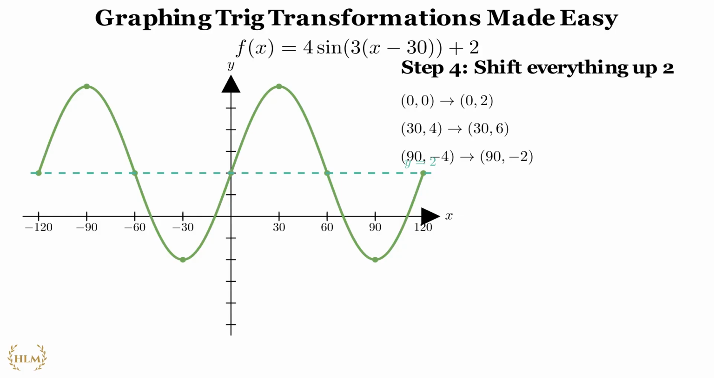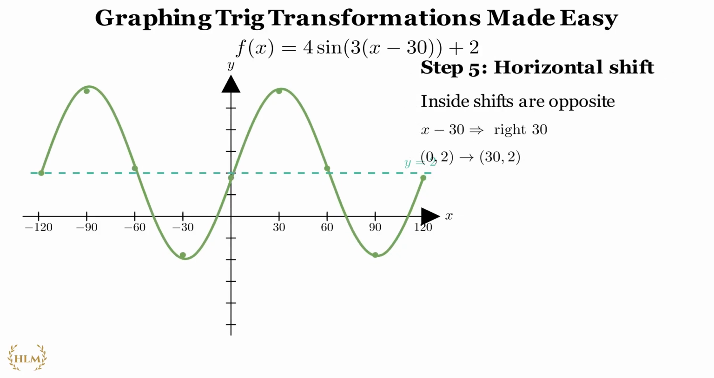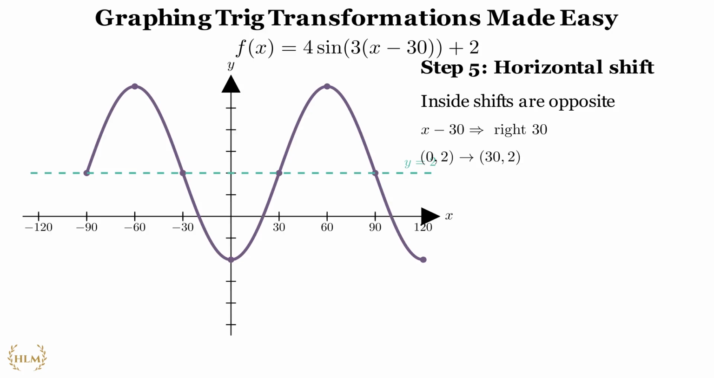And then the left side is similar to the right side. You just bring everything up 2. And then we get our new graph. And then we have just one more transformation left, which is -30. And remember, all horizontal transformations are opposite to what's written. So -30 is actually +30, meaning we move everything to the right.